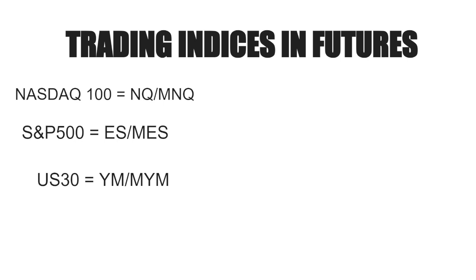S&P 500 is ES. Of course, M stands for micro, so then you have MES, micro ES, and then US 30. Yes, you can trade US 30, right? So a lot of you people that trade US 30 in the Forex market, you can trade US 30. It is called YM, or the micro contract is called MYM, okay?